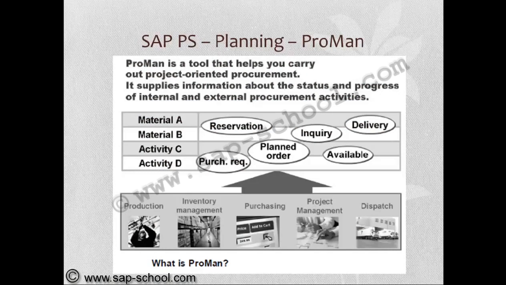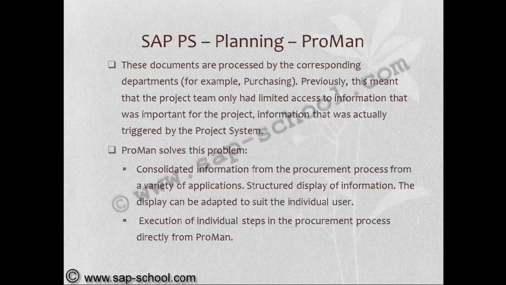It supplies information about the status and progress of internal and external procurement activities like reservation, purchase requisition, planned order, inquiry, delivery, and availability. These work across production, inventory management, purchasing, project management, dispatch. These documents are processed by the corresponding departments. Previously, this meant the project team only had limited access to the information that was important for the project, information that was actually triggered by the PS system.